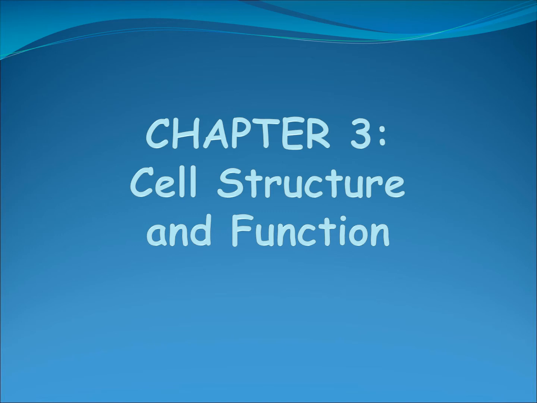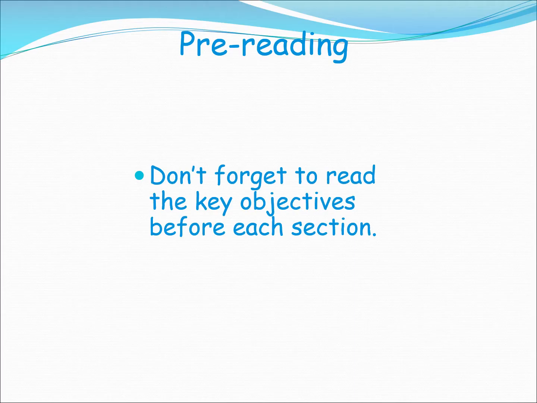Chapter 3 will discuss much more detail than the previous two chapters. An overview of types of microscopes will lead into a comparison of prokaryotic and eukaryotic cells. Then we will discuss more in depth what makes eukaryotic cells work so efficiently. Before you read, don't forget to go over the objectives at the beginning of each section in the chapter.